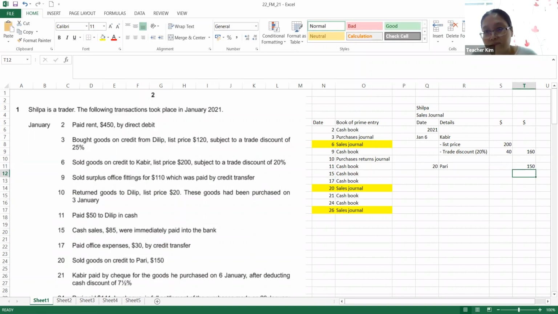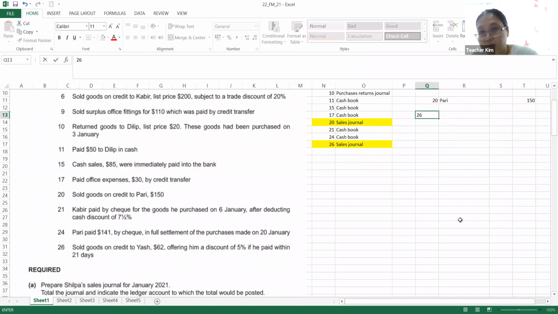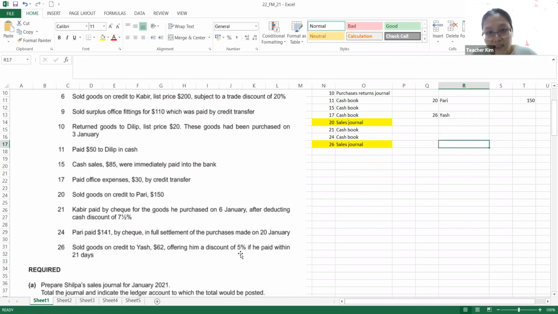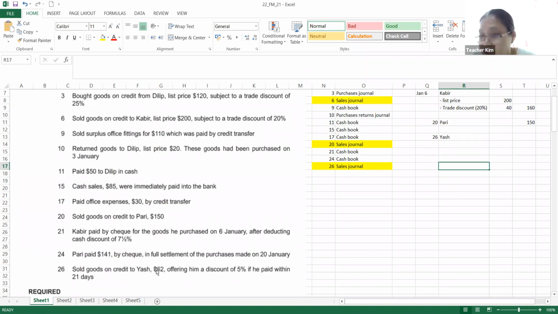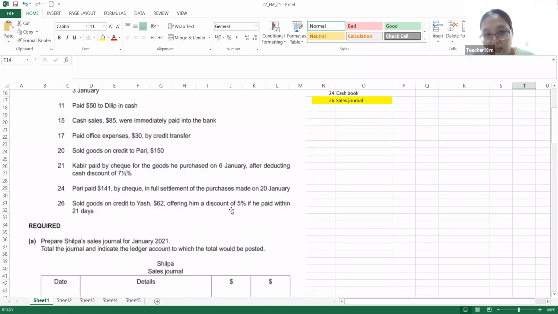Okay, the next one on 26. So 26 is sold to Yas. And also same thing, we have the offer him discount 5% if he pays early. This is a cash discount. So cash discount does not appear in here, it appears in the cash book if he pays earlier. So in this case, we straight away take 62. Don't put the discount because there is a cash discount. So just take this 62.